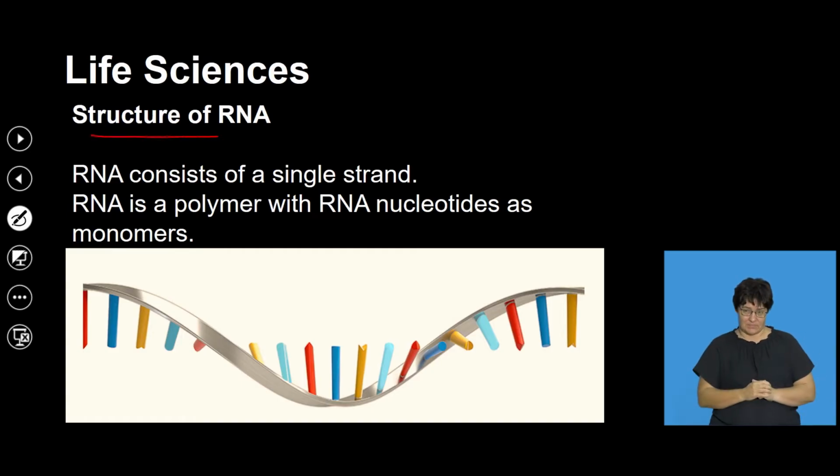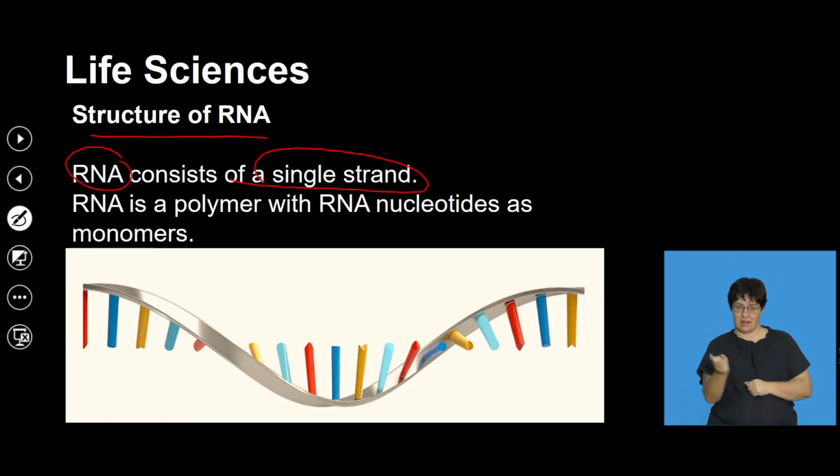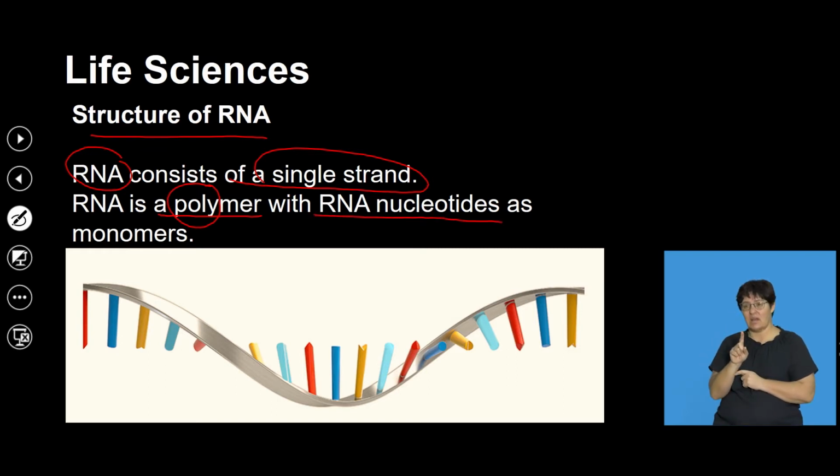Let's try and unpack the structure of RNA. We know that our DNA was double-stranded. RNA consists of a single-strand molecule. We refer to it as a polymer. The term poly refers to many, so it's a structure that is made up of many monomers. These monomers we refer to as nucleotides. So RNA is made up of monomers called RNA nucleotides.